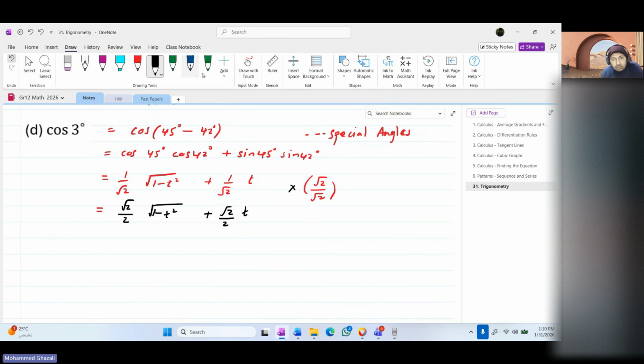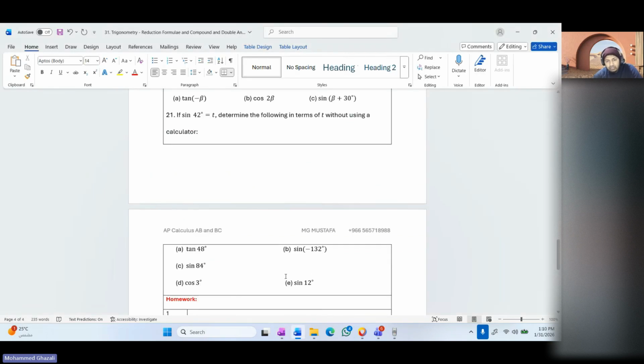Now you can see the denominator is just 2. And the top is root 2. What is root 2 times square root 1 minus t squared? You got root 2 and root 2, so you can multiply that inside. So it can become 1 square root 2 minus 2t squared, right? And this is root 2t plus root 2t. Okay, and that's my final answer. All right, so great. We have one more question here.